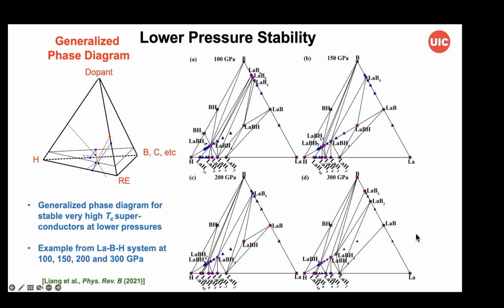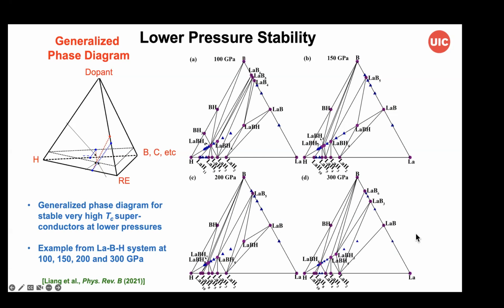So just on the one point regarding looking at compositional effects and looking at stoichiometric compounds, a lot of work has been done by Lilia's group and others looking at stoichiometric compounds that are stable at lower pressure while preserving very high TC, for example, in the lanthanum boron hydrogen system. This is work that we've done as well in collaboration with several groups.